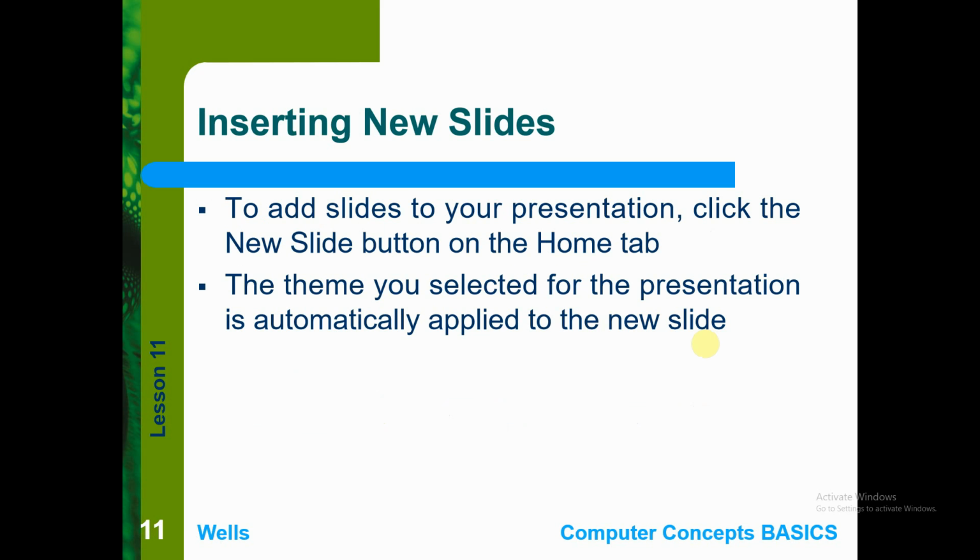So to start new slides, usually you click on the new slide button in the home tab, or you can use file new slide, there is also that option. The theme selected for the presentation is automatically applied to the new slide. So take note, once a theme is selected, each new slide that you add to your presentation will also have the same theme that you selected as you started working on your PowerPoint.